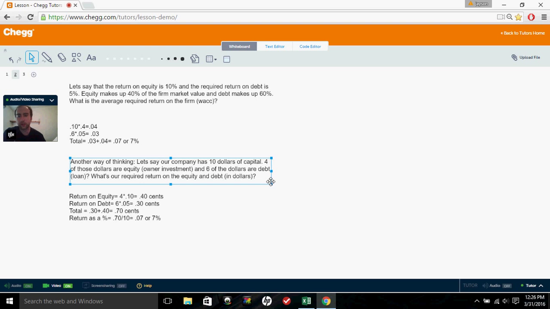So our required return on the equity would simply be our $4 borrowed times our 10% required return on the equity. So 40 cents each year, roughly, the investors would want. And our return on debt, calculated similarly, we have $6 of debt times our 5% interest, 30 cents in total. So when we combine those two, 30 cents plus 40 cents, we need 70 cents in total to pay off our debt holders and our equity holders every year. If we want that as a percent, we would just take 70 cents divided by $10 to give us 7%, our average required return.